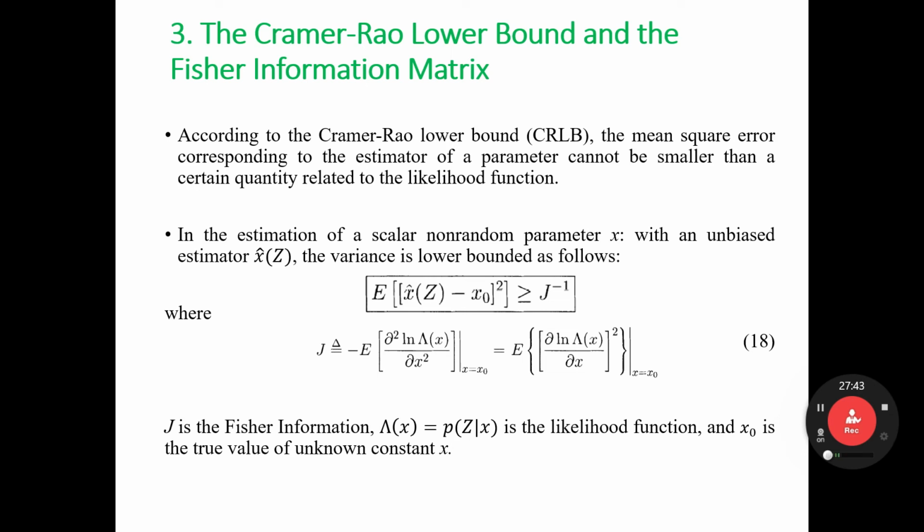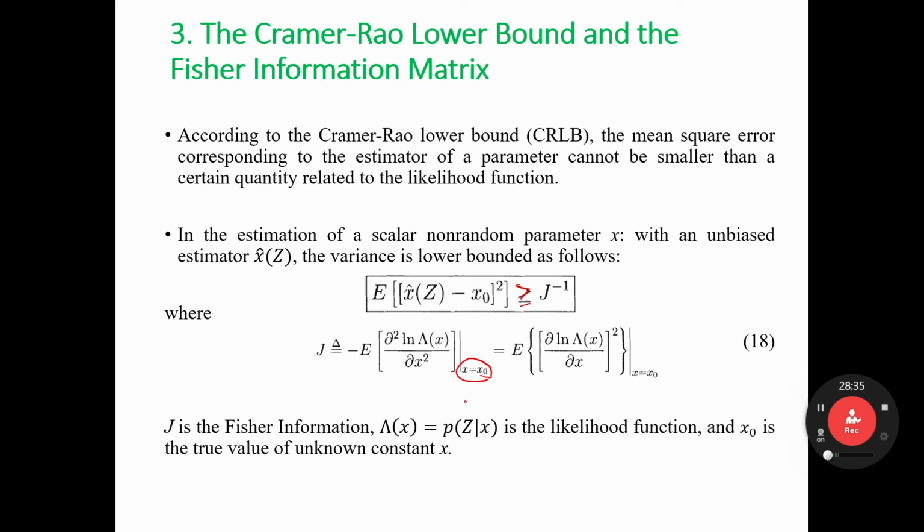So in the estimation of a scalar non-random parameter x with an unbiased estimator, the variance is lower bounded as follows. The expected value of this term must be greater than or equal to J inverse. J is the Fisher information matrix, which has the expected value of the double partial derivative of the logarithm of the likelihood function with respect to x. Here we apply the double derivative of the logarithm of the likelihood function with respect to x, evaluated at x naught.